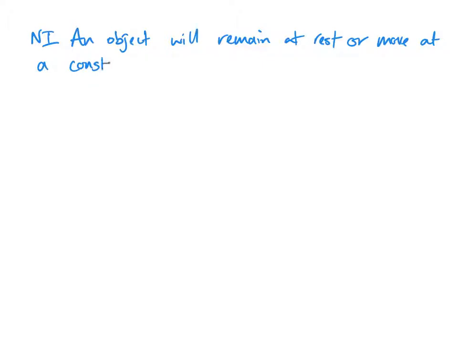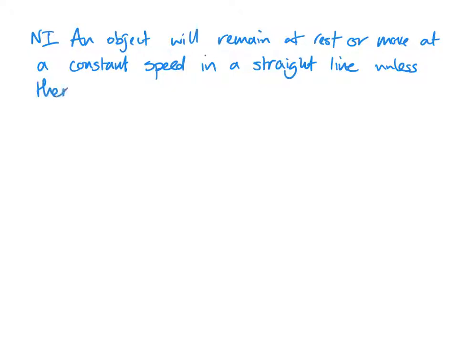But just to remind us, any object will remain at rest or move at a constant speed in a straight line. We could just have written constant velocity, because that includes the idea of constant speed and a straight line, unless there's an unbalanced force acting on it.